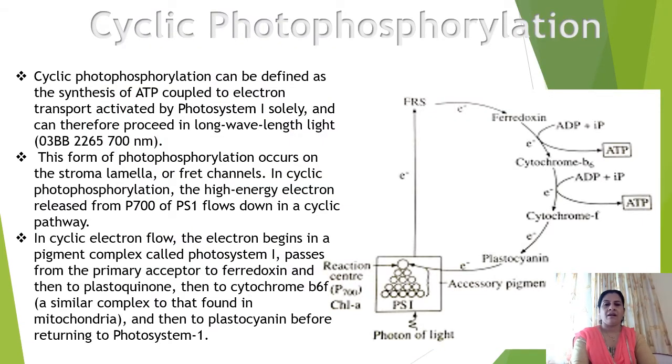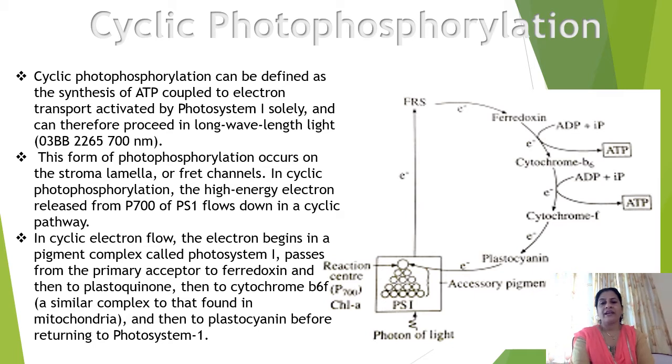Just look at this cyclic flow of electrons in cyclic photophosphorylation. As I said, only PS1, photosystem 1 is involved, which is made up of a reaction center, chlorophyll A, which absorbs maximum light at 700. And the remaining accessory pigments all absorb light and transfer that light to the reaction center. Because of light energy, the chlorophyll A molecule gets excited, and due to excitation, it emits energy-rich electrons, which are passed on to the first acceptor called FRS, ferredoxin reducing substrate.